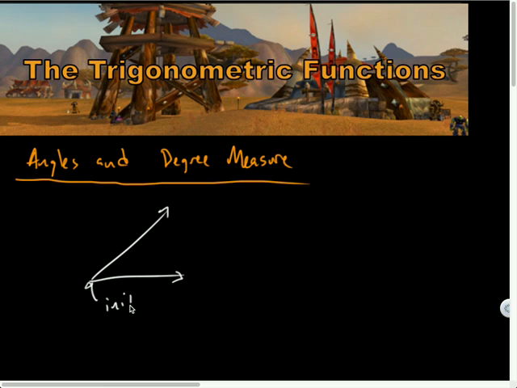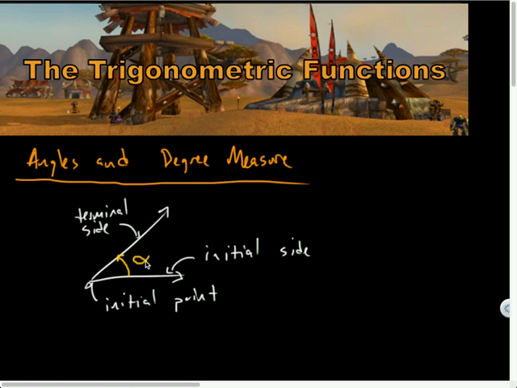Initial point. This is sometimes referred to as the initial side, and this would be the terminal side. An angle is measured as kind of like a measurement of the rotation between those two rays. Right? And this angle we'll abbreviate with the Greek letter alpha.